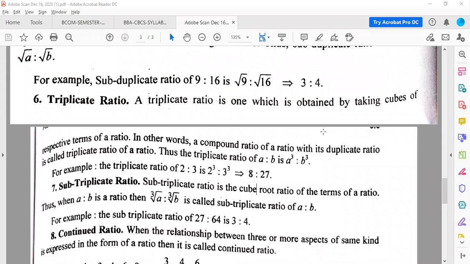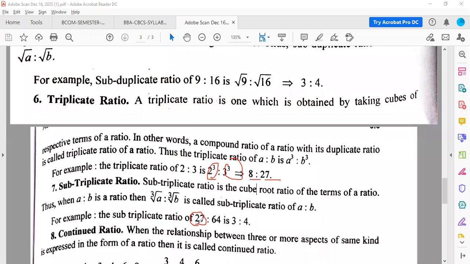Yeah, and then you have subtriplicate. Now in subduplicate, you understood, you found out the square root of it. In subtriplicate, you just have to find the cube root of the number. So let us see this example. 2 cube is 8. 3 cube is 27. This is the triplicate ratio. But when it comes down to the reverse, 27 is the subtriplicate.